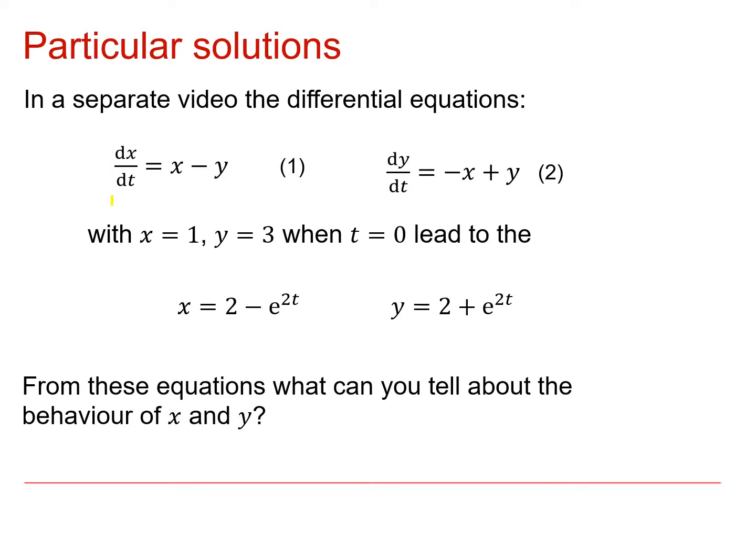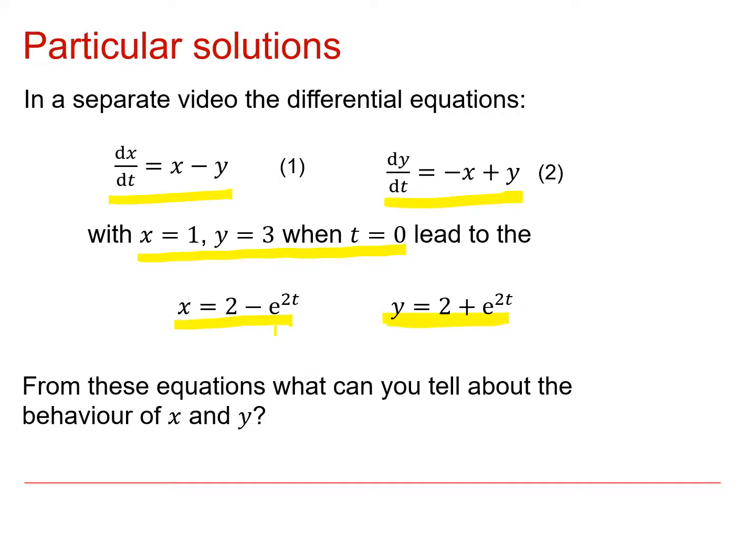In a separate video, we've looked at this pair of simultaneous differential equations, one involving dx by dt and the other involving dy by dt, with this set of initial conditions: x is 1, y is 3, when t equals 0. And that's given us this pair of equations that are the particular solution: x is 2 minus e to the 2t, and y is 2 plus e to the 2t.